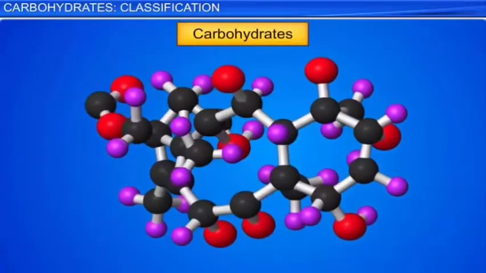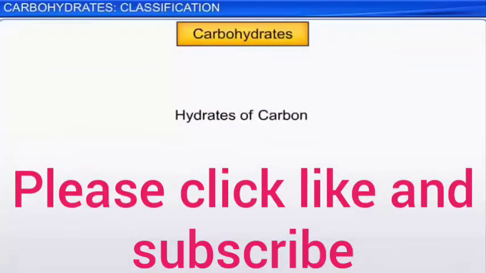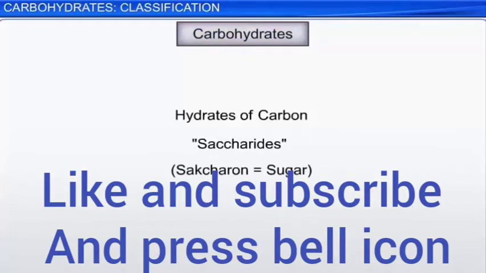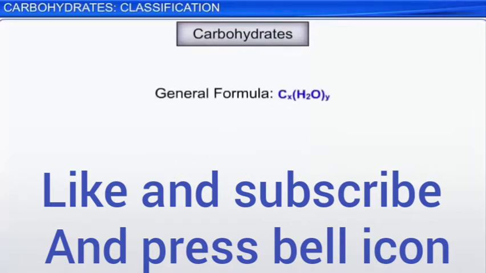Carbohydrates got their name because historically they were considered to be hydrates of carbon. Carbohydrates are also called saccharides, from the Greek word saccharon for sugar. Many, but not all, carbohydrates have the general formula CxH2Oy. For example, glucose, C6H12O6. Its formula can be rearranged to fit the general formula.